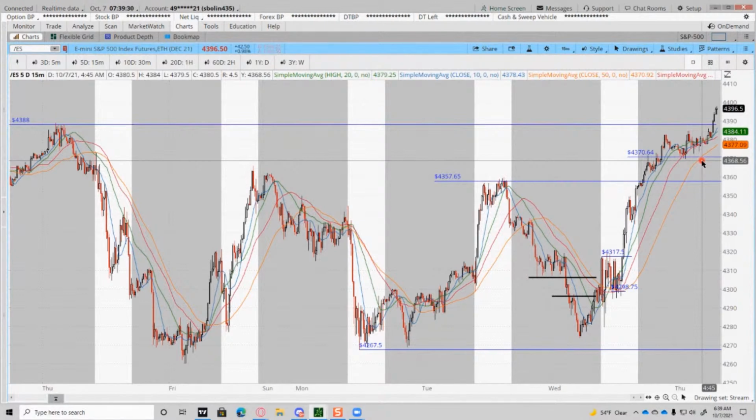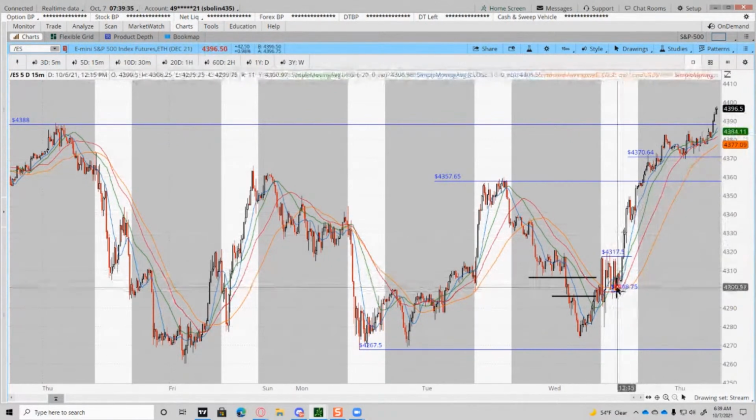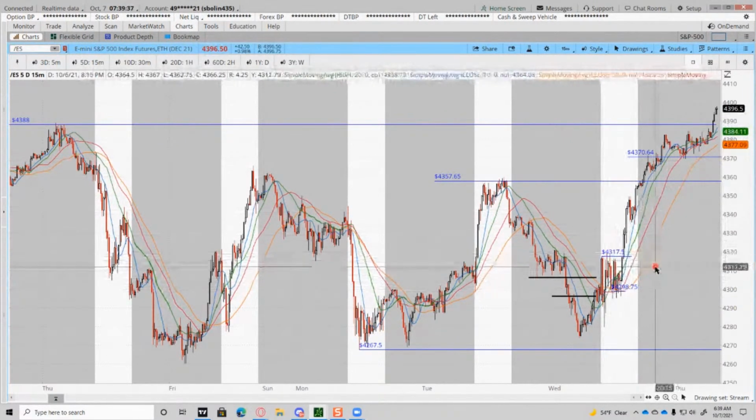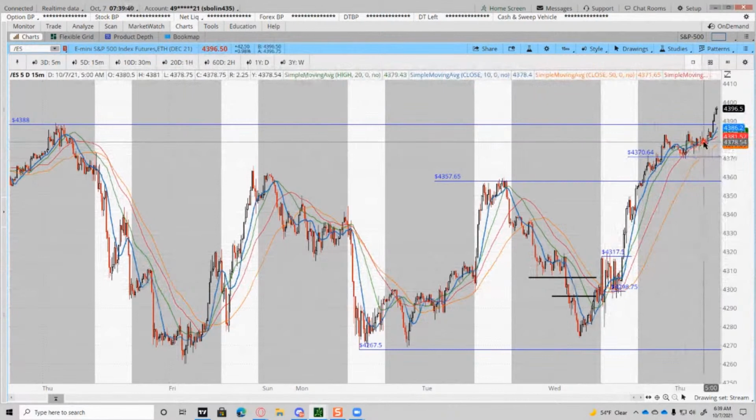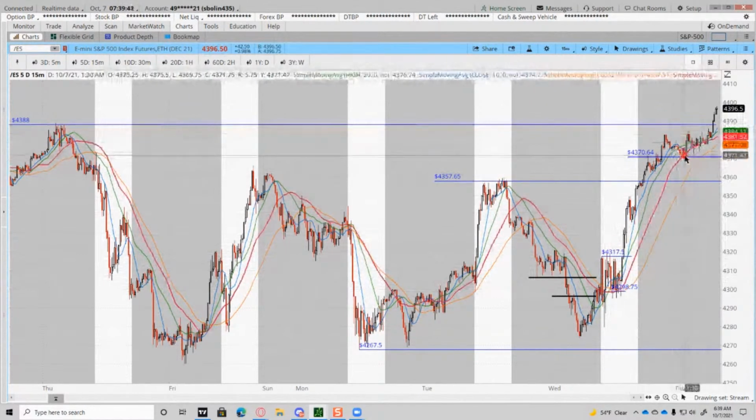So other than something like that, I don't expect to revisit these lows. Even to make it towards that area, we have a lot of things in our way that we would have to get through. These are like barricades of price.